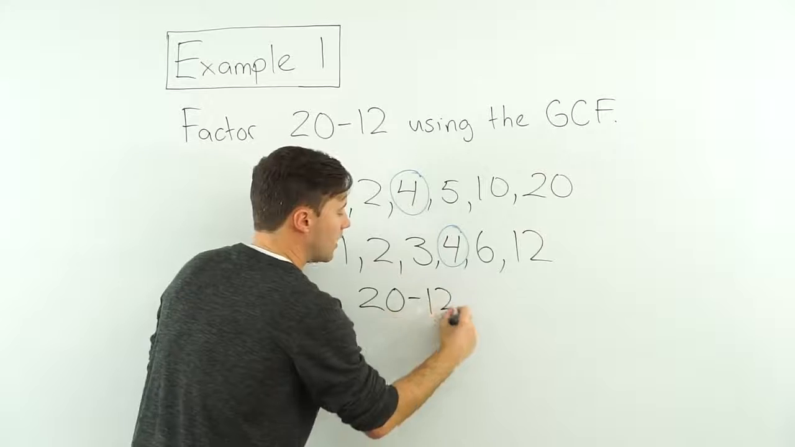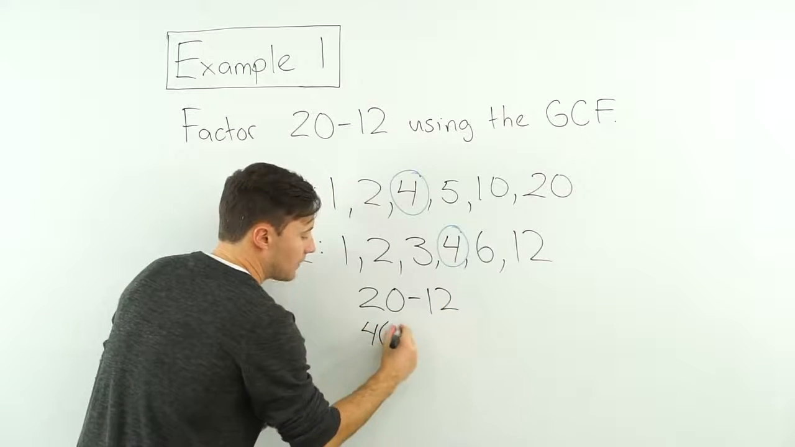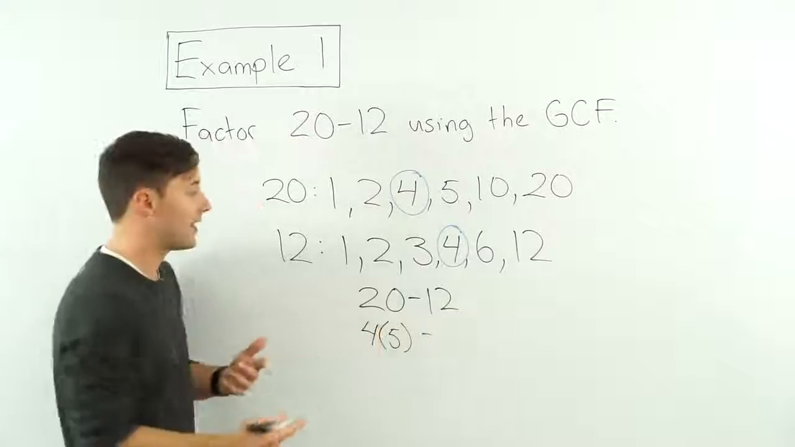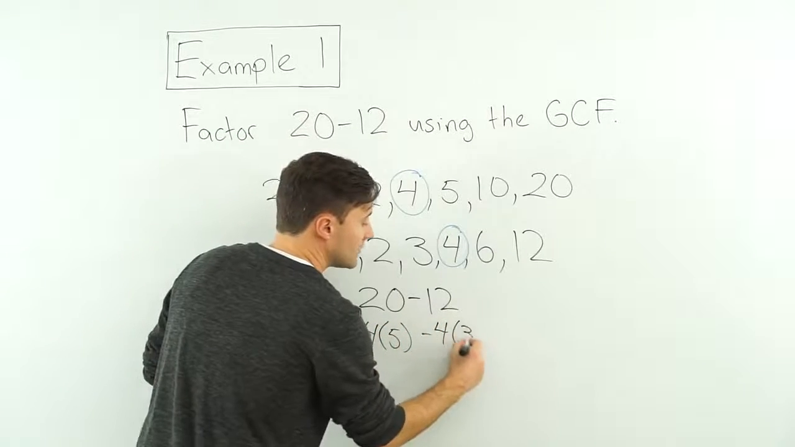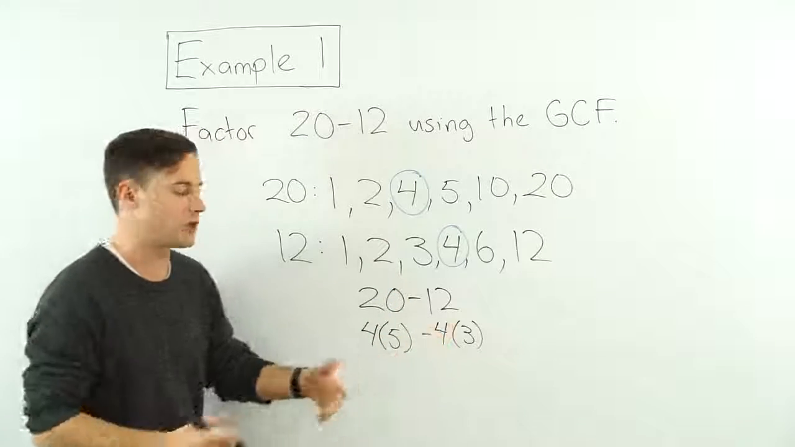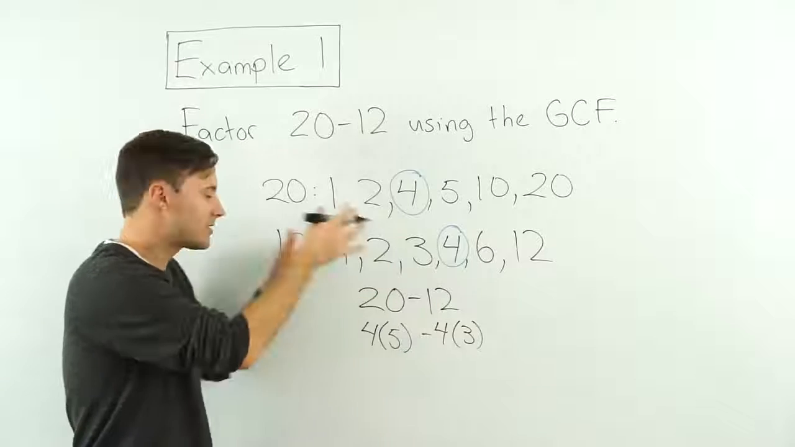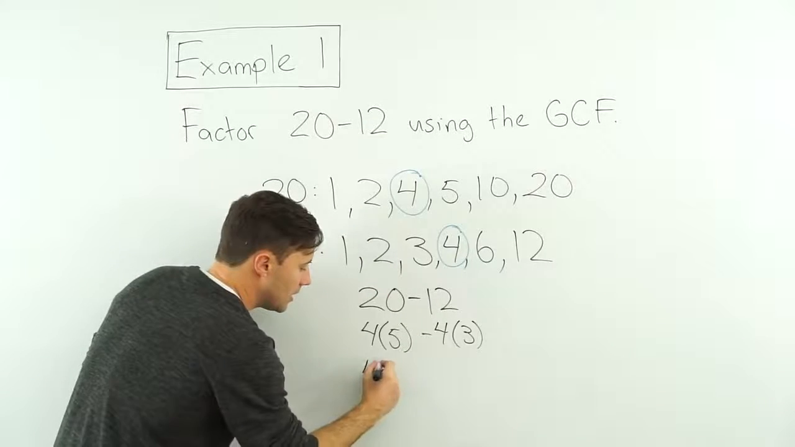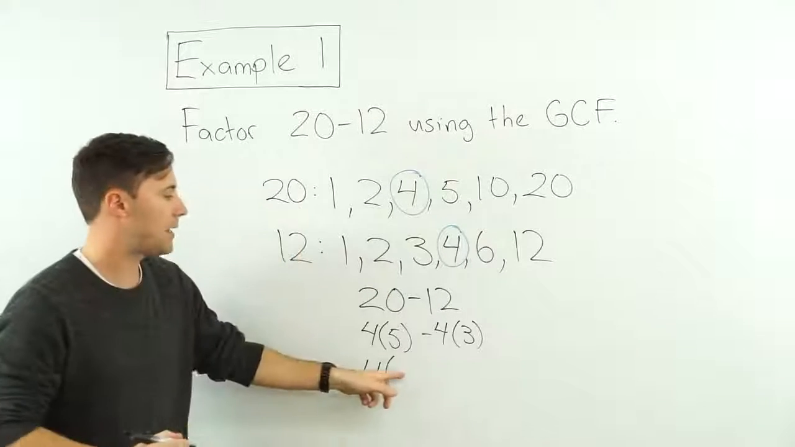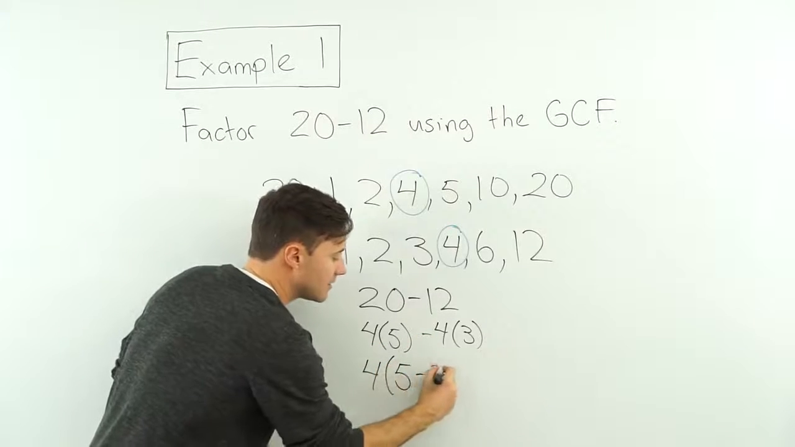20 minus 12. Well, we can think of 20 as 4 times 5 minus 12 as 4 times 3. And like we said earlier, we know that 4 is a common factor. That's why I chose that. So what I'm going to do is I'm going to divide that out. I'm going to factor it out. And now I'm just going to have what's left, which is 5 minus 3.